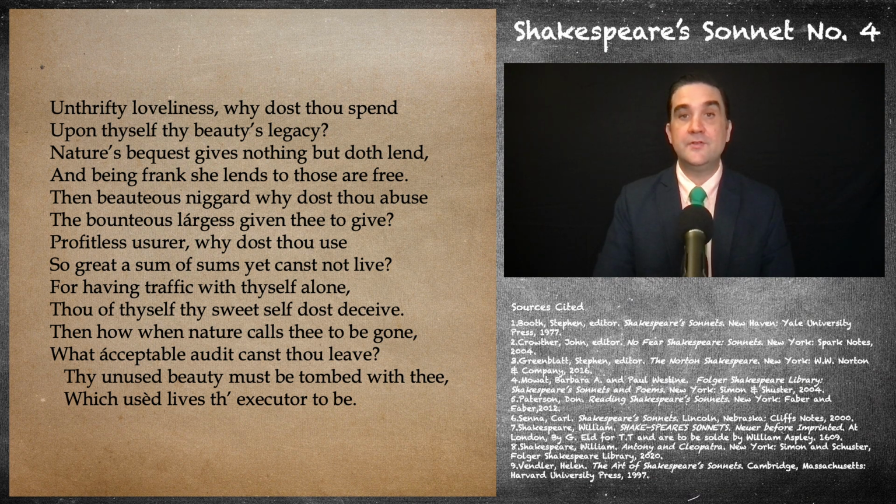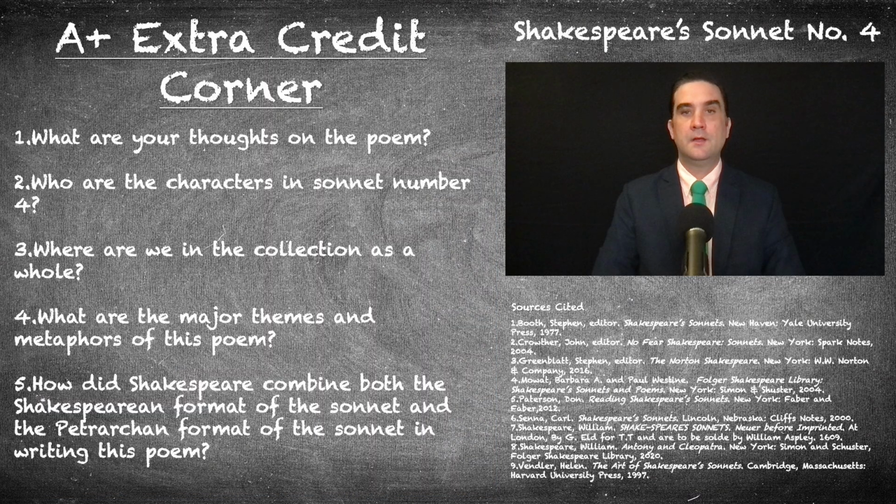And now, I'll leave you with some comprehension questions. Number 1, and this is the most important question. What did you think of this poem? Number 2, who are the characters in sonnet number 4? Number 3, where are we in terms of the sonnet cycle as a whole? Number 4, what are the major themes and metaphors in this sonnet? And number 5, how did Shakespeare combine both the Shakespearean format of the sonnet and the Petrarchan format of the sonnet in writing this poem?